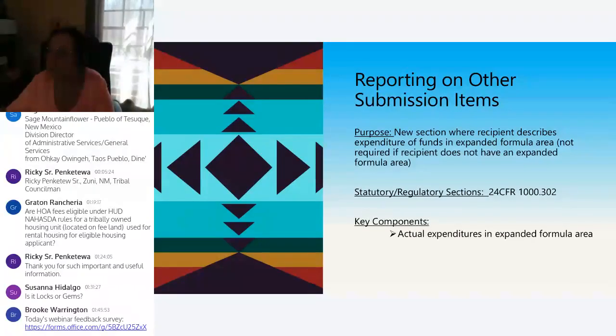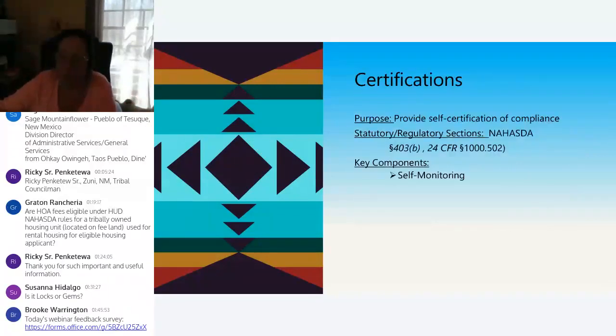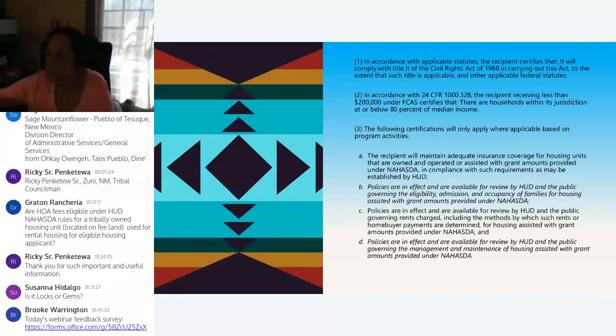That section, reporting on other submission items, is where you describe expenditure of funds in an expanded formula area. So if you went to HUD and you challenged your formula amount and said, I have people all the way to Detroit, they will sometimes give you more money if you can prove that you are servicing them. You now have to prove that you are servicing those families. You only have to do that if you have expanded your formula area. Okay. And then certifications, that you have all those compliance certifications that we talked about in the IHP.